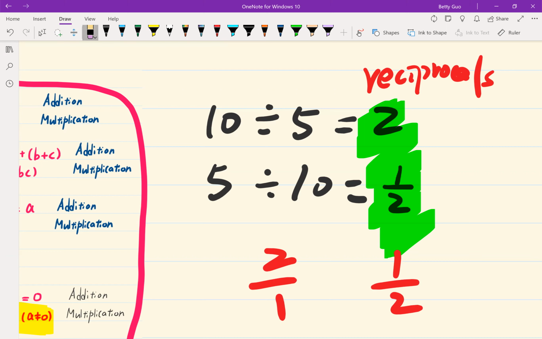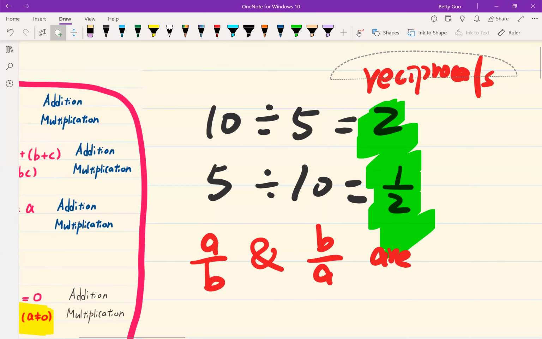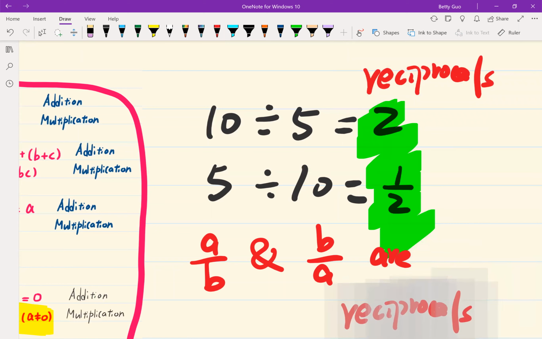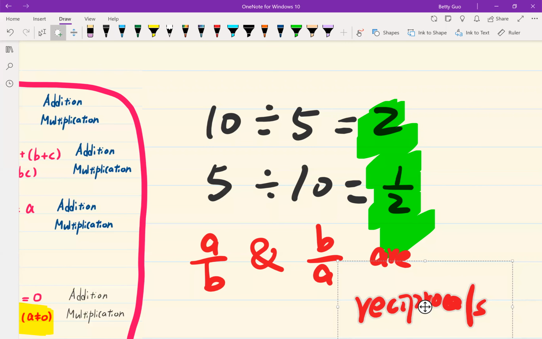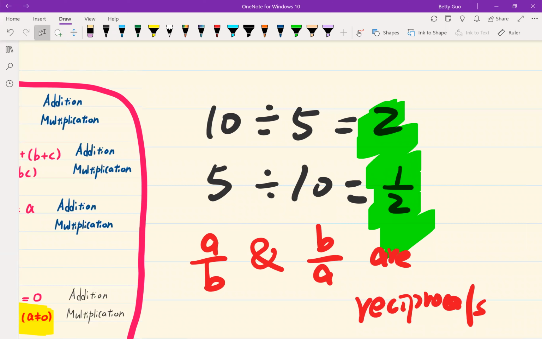So here you want to write down this sentence. A over B and B over A, of course they are not 0, the bottom cannot be 0, are reciprocals. They are not the same. So we know the commutative property does not work, but they are also closely related. A over B, B over A, they are reciprocals. All right, guys, we'll continue tomorrow.